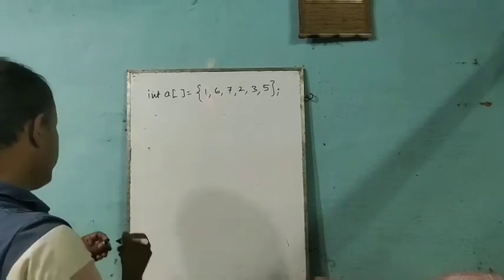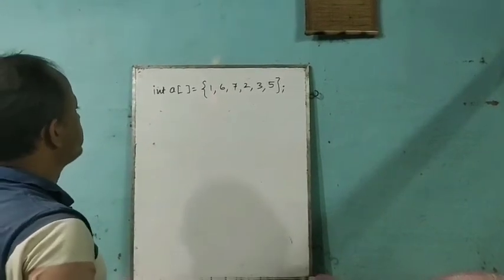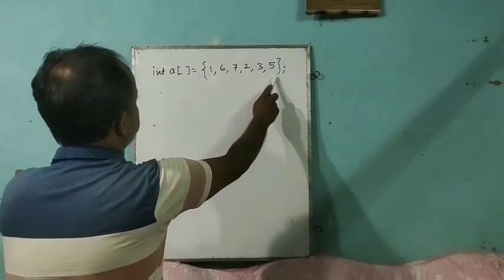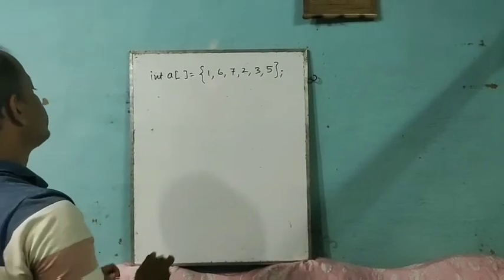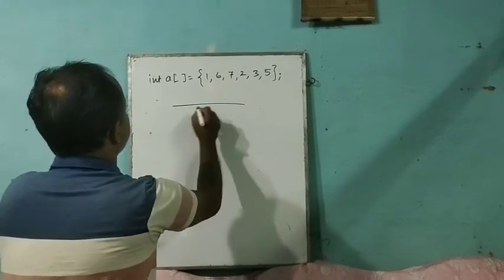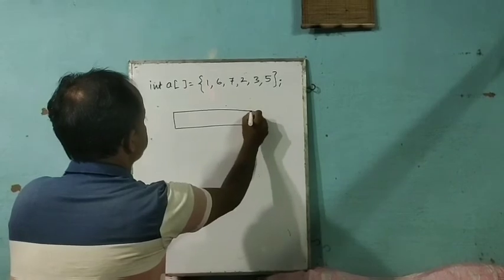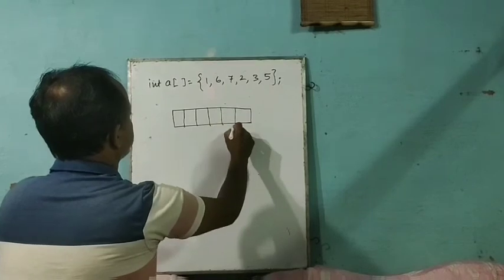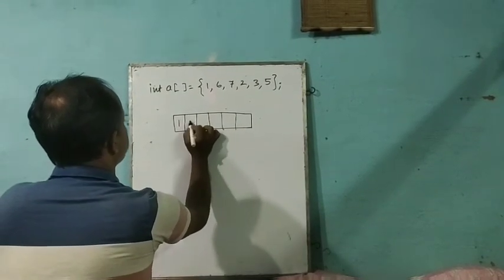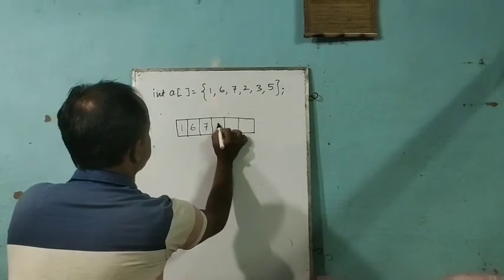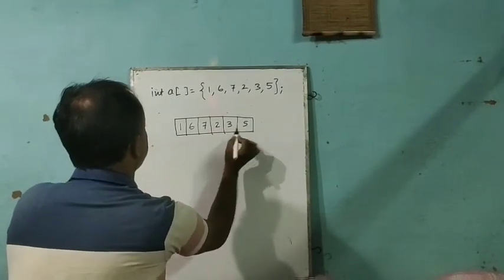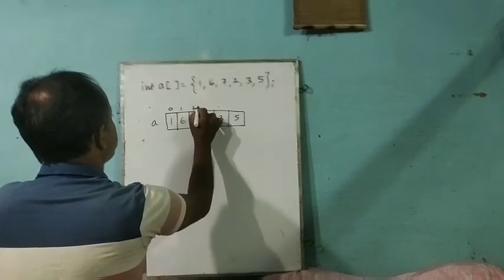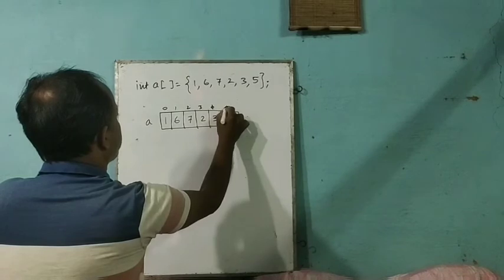Here you see no size of the array is mentioned. The size of the array is determined by the values which are to be stored. When we write this, one array will be created with 6 compartments, and in these compartments the numbers will be stored. The name of this array is a, and the compartments are 0, 1, 2, 3, 4, 5.